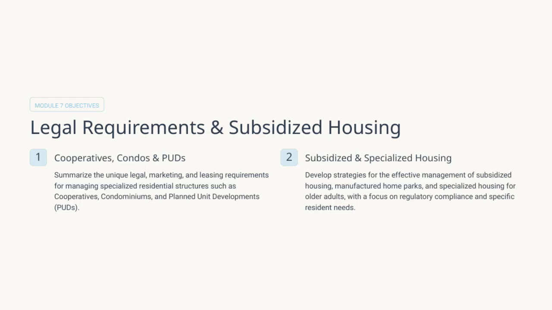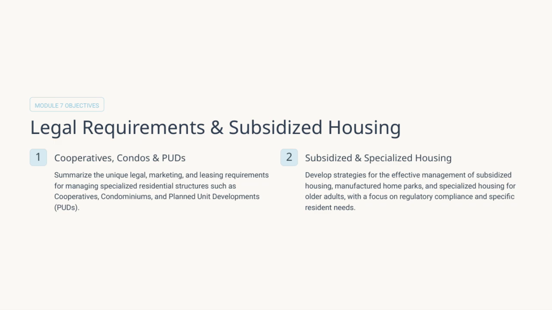Now, let's look at developing strategies for managing subsidized housing, manufactured home parks, and specialized housing for older adults. The key here is to focus on both regulatory compliance and understanding the specific needs of residents. It's important to recognize that each type of housing has its own set of rules and requirements, and tailoring our approach ensures we meet legal standards while providing quality living environments.